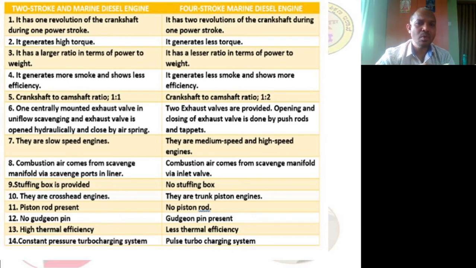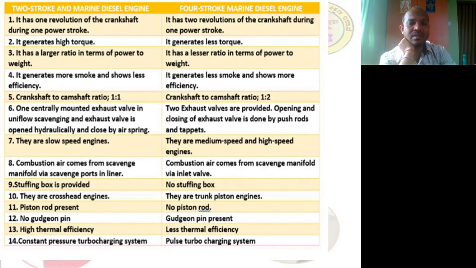It generates more smoke and shows less efficiency. The efficiency of the 2-stroke engines is very low. That is the reason why we have stopped using 2-stroke diesel engines. Is it clear? It generates less smoke and shows more efficiency in the case of 4-stroke engines. The crankshaft to camshaft ratio is 1:1, whereas here the crankshaft to camshaft ratio is 1:2. That means it is a bit bulkier than 2-stroke engines.